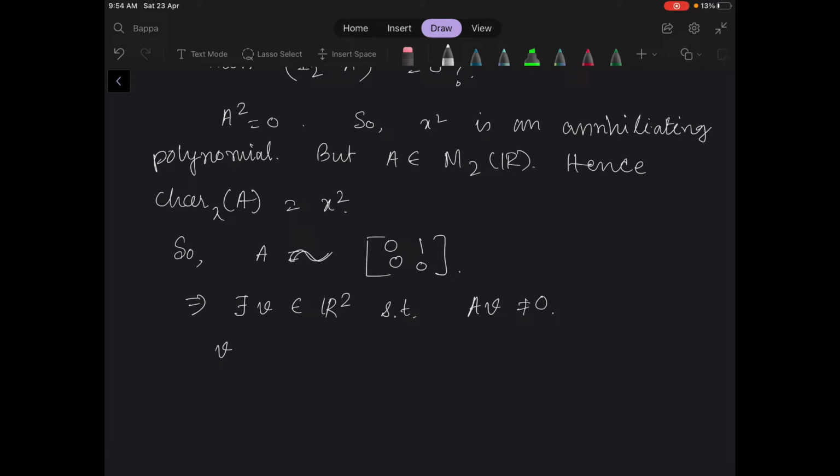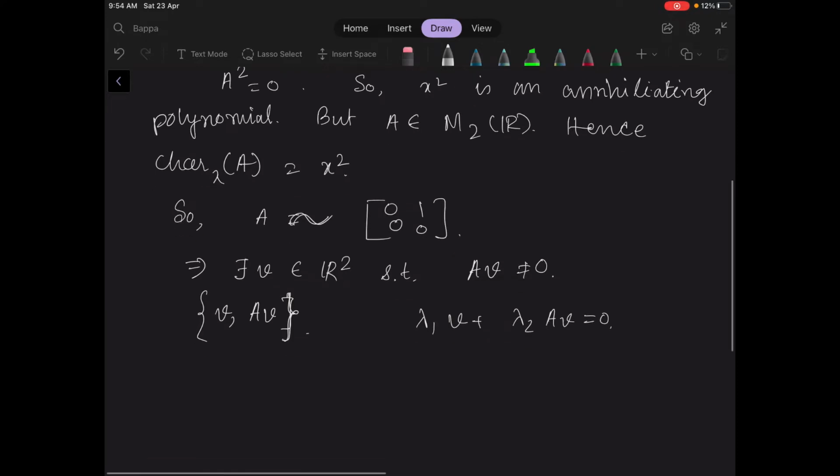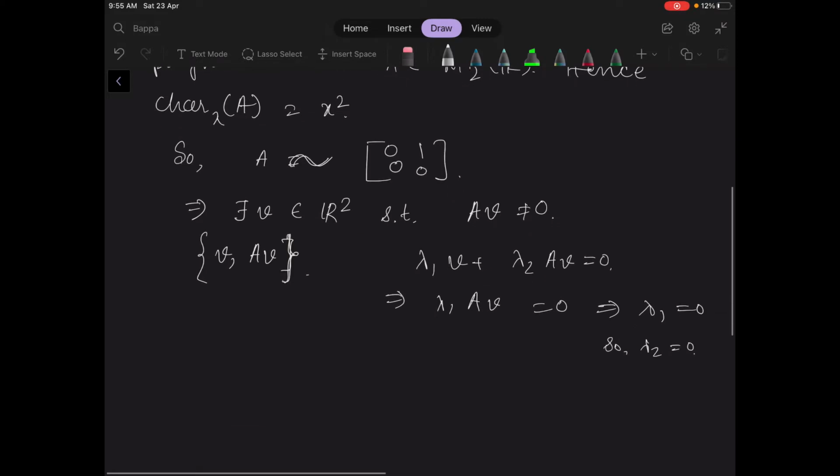Now let us look at this set. We claim that this is linearly independent. How? Suppose lambda 1 V plus lambda 2 A V is equal to 0. Now we apply A from both sides, then we get lambda 1 A V plus 0, so this is 0, but A V is not equal to 0, implying lambda 1 equal to 0. Putting lambda 1 equal to 0, A V is non-zero, so lambda 2 is equal to 0. So A V and V form a basis.